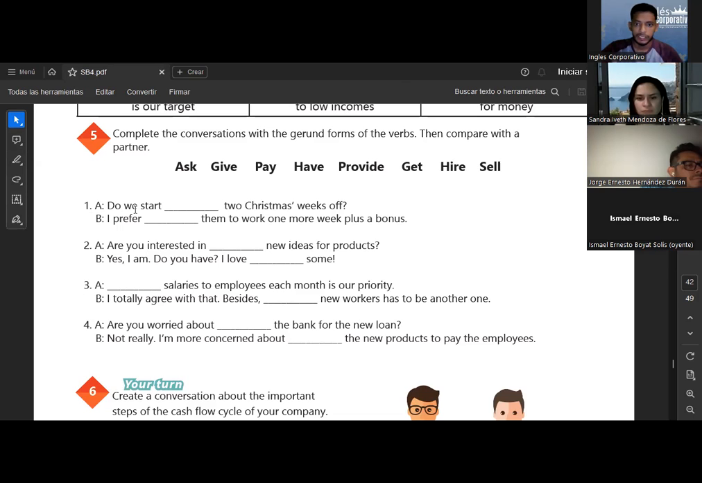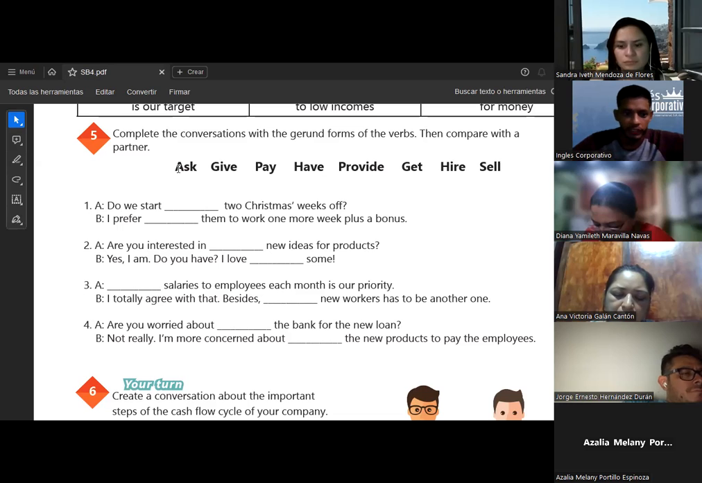Okay. Let me see who is going to read the first one. Azalia, Melanie, and Carlos Eliezer. Azalia, read letter A, and Carlos, you read letter B. Go.